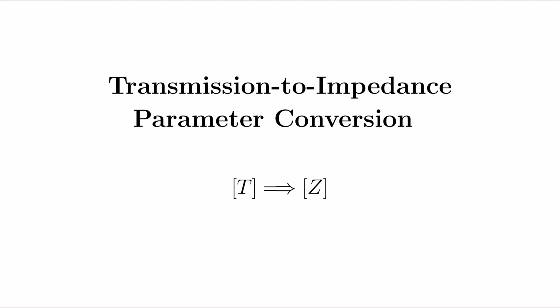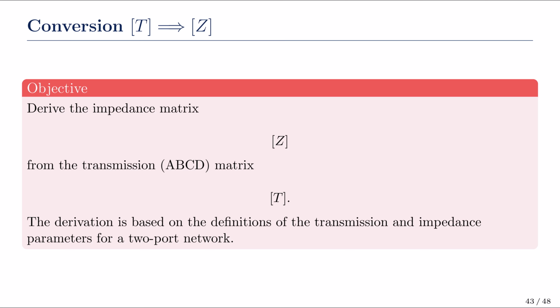Consider now transmission to impedance parameter conversion. Derive the impedance matrix Z from the transmission ABCD matrix, compare the two parameter definitions, and obtain the conversion formulas. Our objective is to determine the impedance matrix from a known transmission matrix. The derivation follows directly from the definitions of both parameter sets and applies to any linear two-port network.